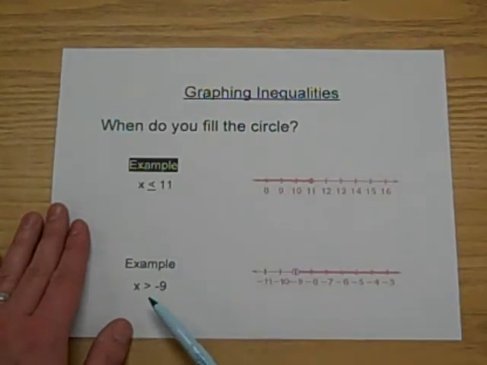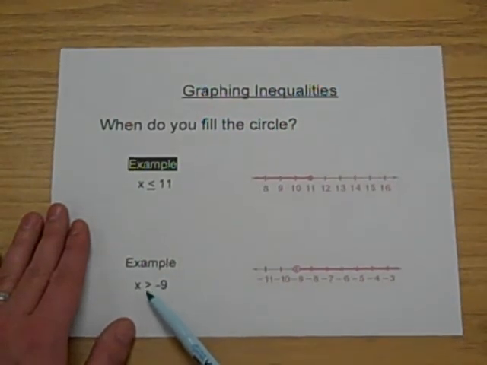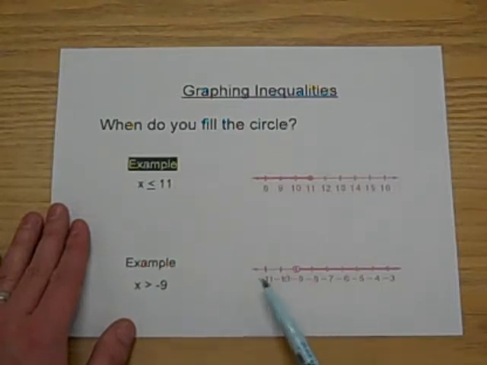If there's not an equal sign, like in this example, x is greater than -9, -9 does not work in the inequality, because it can't be equal to -9. So to show that, you put an open circle there. Anything greater than -9 does work.